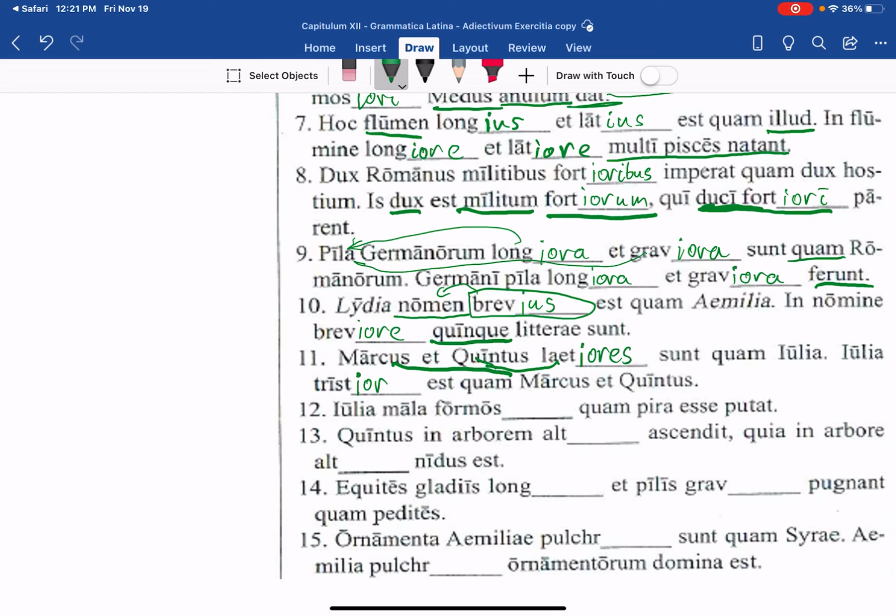Julia mala formosiora quam pira esse putat, right? So Julia thinks the apples to be more beautiful than the pears. So mala is accusative plural in that case, the direct object of putat. So formosiora, which is more beautiful, and it's modifying mala, also needs to be the neuter accusative plural. Malum, mali is a neuter noun.